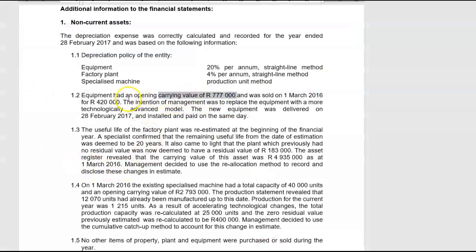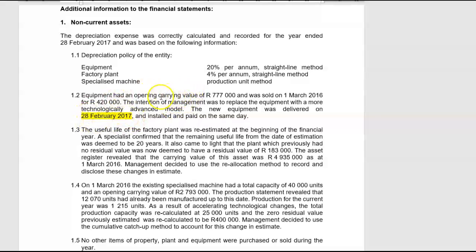Also, they gave you the carrying value of the assets sold. Basically what they've done is they've sold all the equipment that they had at the beginning of the year, 1 March 2016. So there was no depreciation applicable on that equipment for the year because they haven't used the equipment. Then they say the intention of management was to replace the equipment with more technologically advanced equipment. The new equipment was delivered on 28 February 2017, which is at the end of the financial year. So again, there was no depreciation on the new equipment either.